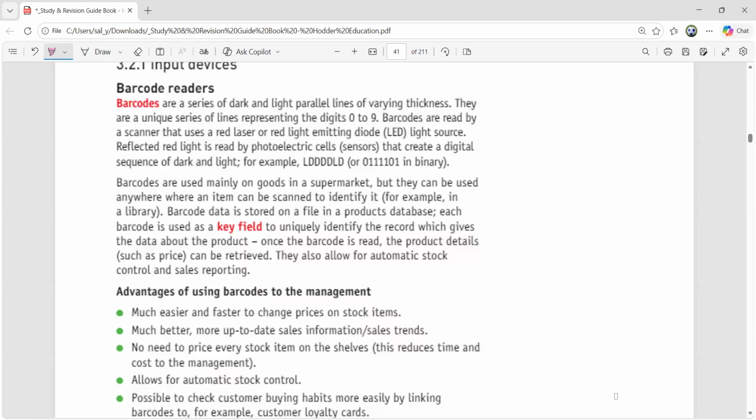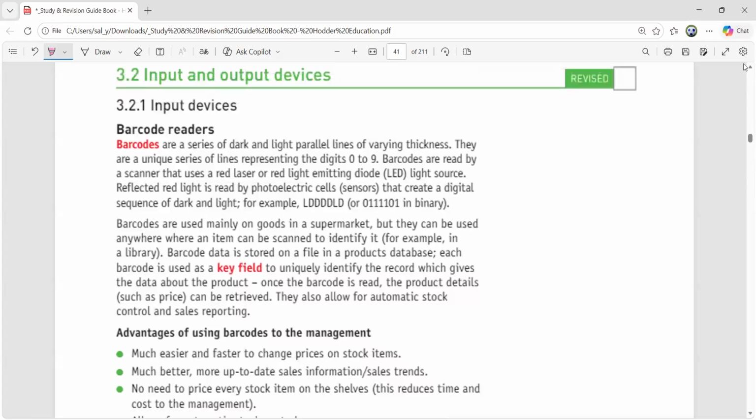The main thing about barcode readers, by the way, just be very clear: for output devices, you are not supposed to study their working at all. Please be very clear. Even if the book contains the material, do not get confused. You need to know the definitions, you need to know the applications, and a little bit of the advantages. Although they are not coming, you still need to know how to compare a barcode with a QR code.